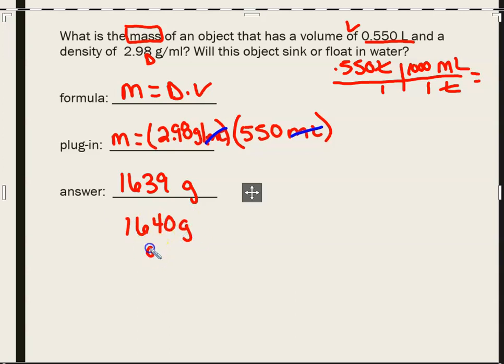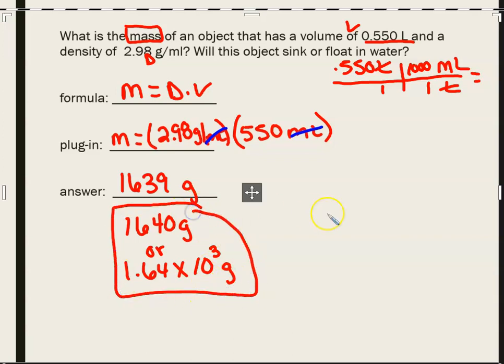1,640 grams, or I can go 1.64 times 10 to the 1, 2, 3. It's going to be positive because that's more than 10. Remember, if our number's more than 10, it's going to be a positive value. That way you don't get trapped in left or right. Is this object going to sink or float? Well, we don't look at the mass, we don't look at the volume, we look at the density, and our density is more than 1, so this is going to sink. Okay, super easy problems.